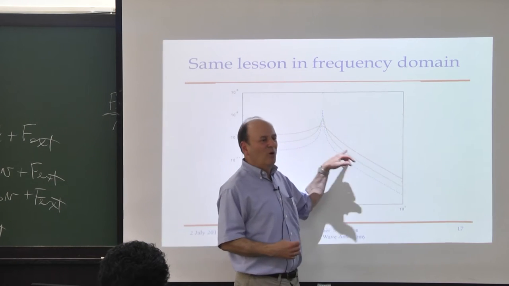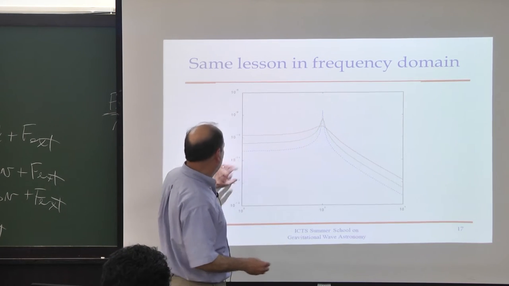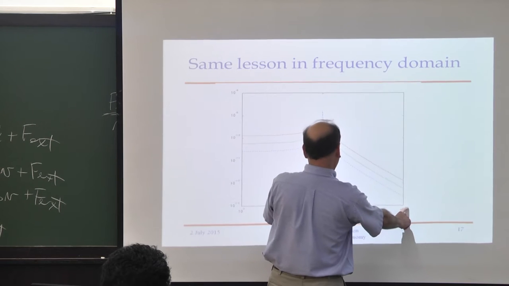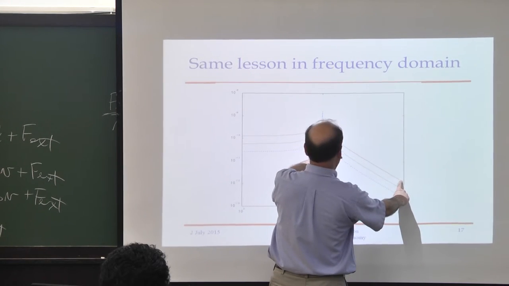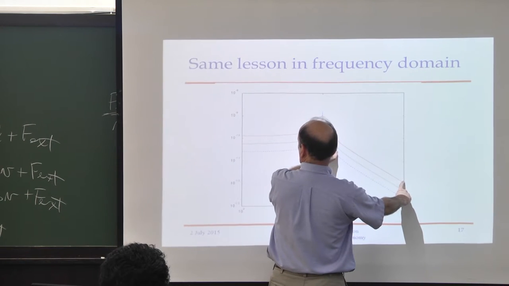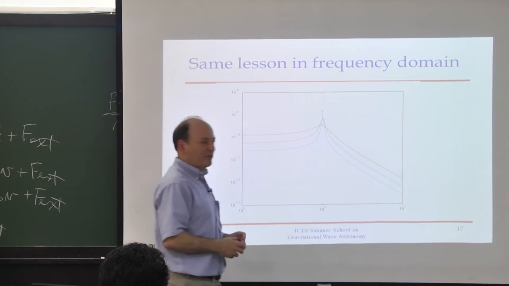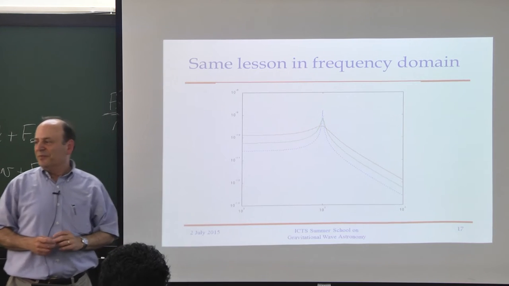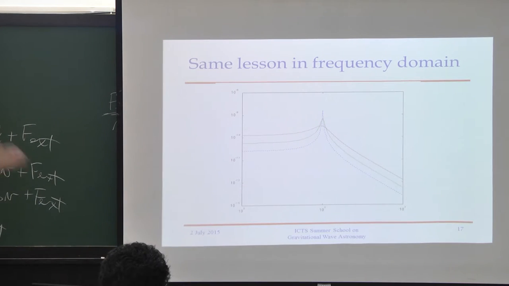Okay, same 1 over, we can tell whether I did this. So in this decade, and it goes from there to there. Yeah, this is the amplitude spectral density. It just goes like 1 over frequency squared. Okay, so they've got the same slope at high frequencies, 1 over frequency squared in the amplitude spectral density, or 1 over f to the fourth in the power spectrum.